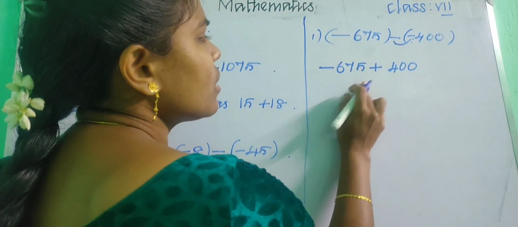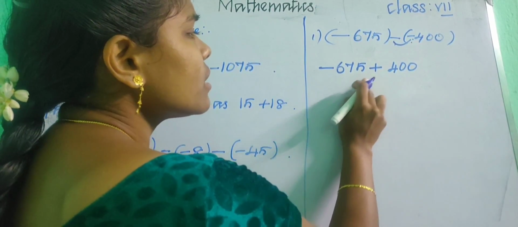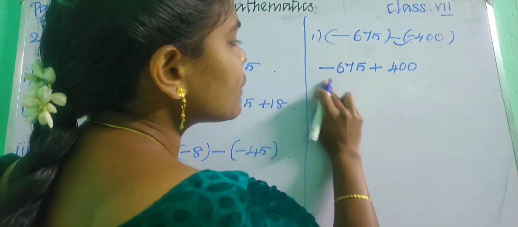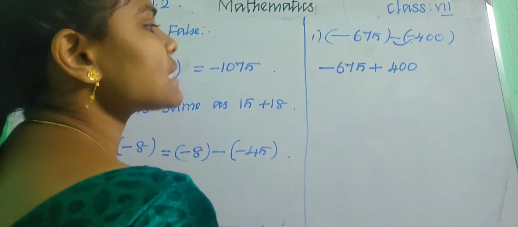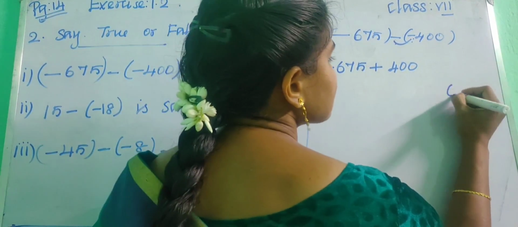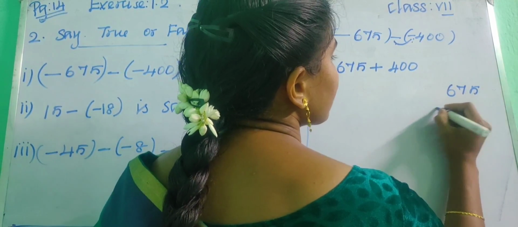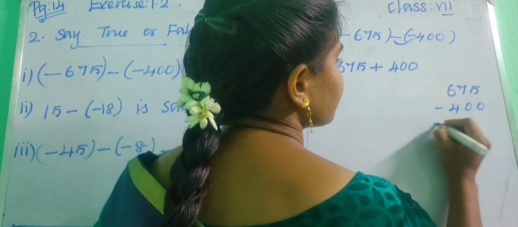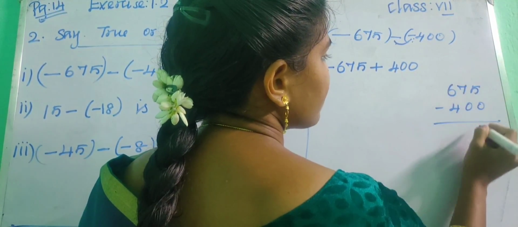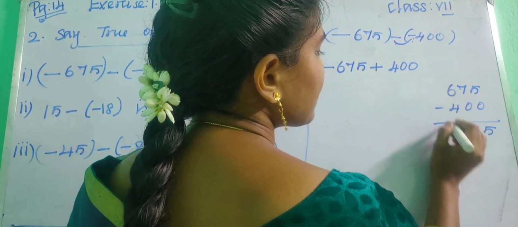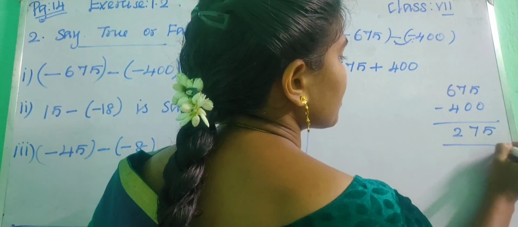Now we have different signs, minus and plus, so we need to subtract. Subtract 675 minus 400. What is the answer? 5 minus 0, 5. 7 minus 0, 7. 6 minus 4, 2.